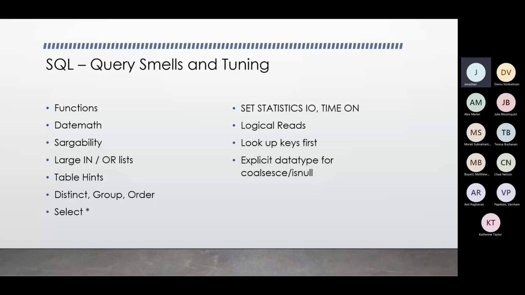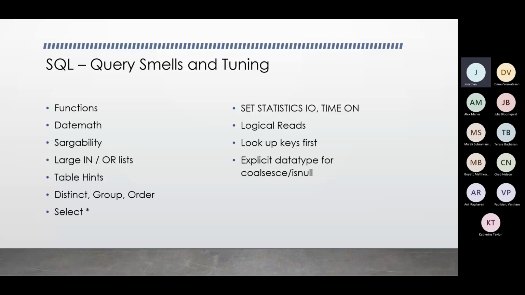Table hints, I know I was just talking about using them, but it is a code smell. You see a table hint, you should evaluate why is it there? Is it still necessary? The engine changes quite a bit. If you've changed versions especially, you need to reevaluate your use of hints.